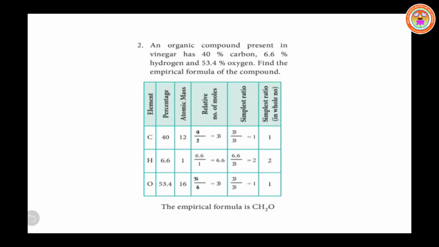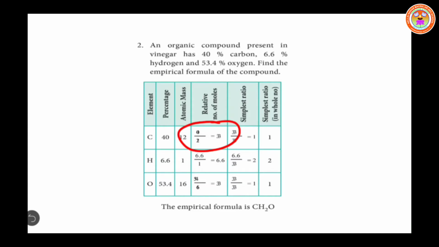Okay, children, in this sum the elements are carbon, hydrogen and oxygen. Here the total percentage composition is 100. Now we can calculate the relative number of moles of carbon. The percentage of carbon is 40, and its atomic mass is 12. Then the relative number of moles of carbon is percentage by atomic mass, that is 40 by 12, which is equal to 3.3.